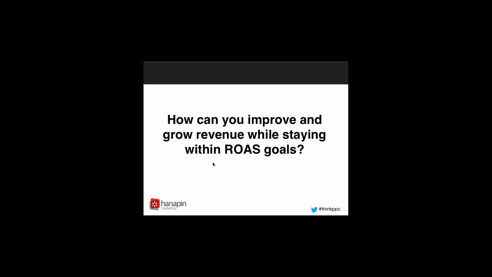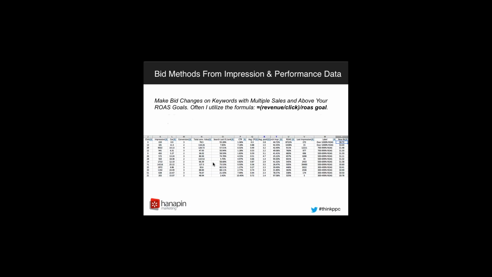So how can you improve and grow revenue while staying within ROAS goals? Well, kind of like what I just said, the big thing is about bidding methods. A lot of people use bidding methods based on average position. In this case, we're going to use impression data side by side with the performance data in order to come up with our bidding method.